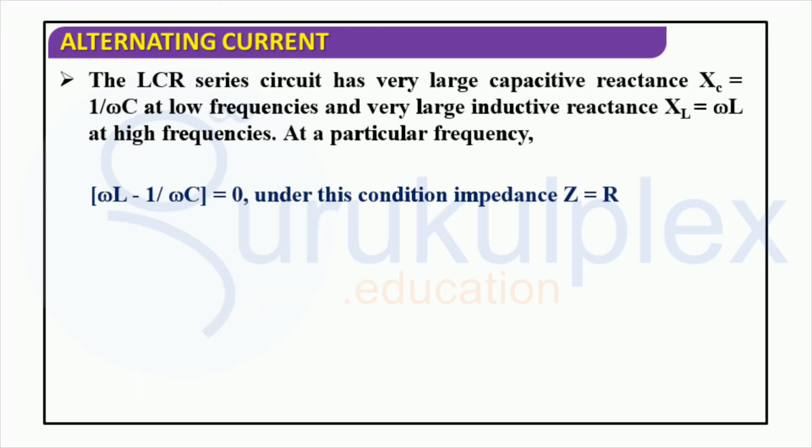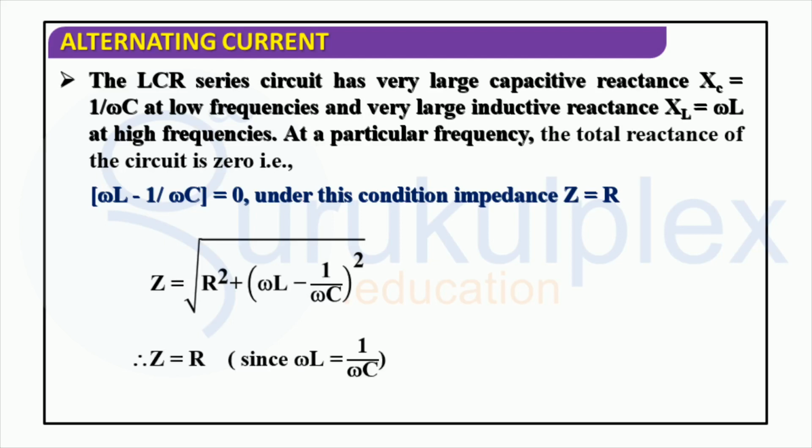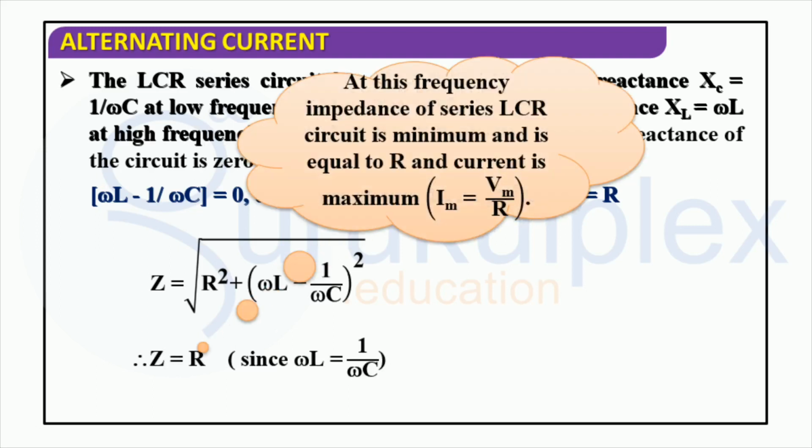Today we are talking about alternating current. We are discussing the LCR series circuit that has a very large capacitive reactance at low frequencies and a very large inductive reactance at high frequencies. At a particular frequency, the total reactance of the circuit is 0 and impedance Z is equal to R. This frequency is known as the resonant frequency of the LCR circuit. Let us learn more about this fascinating concept.